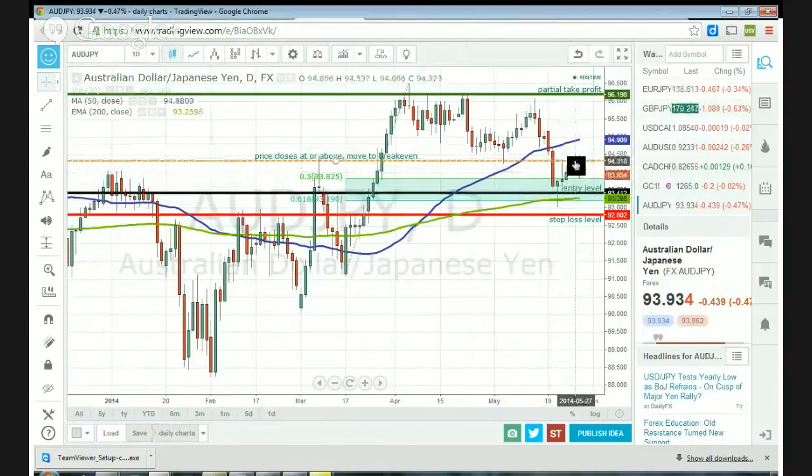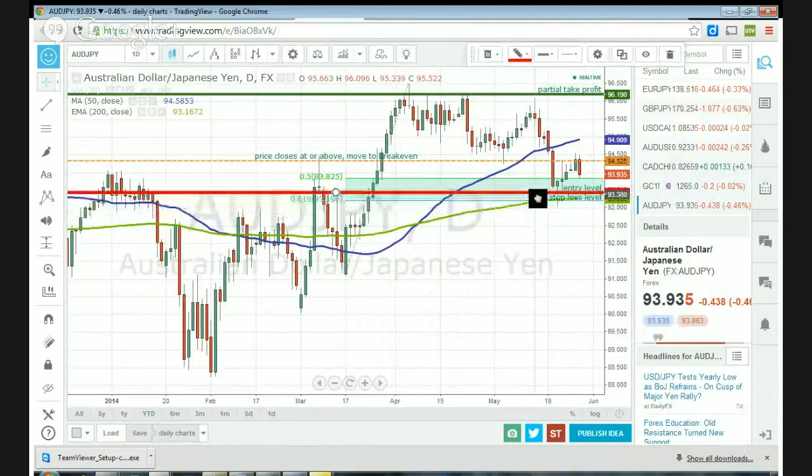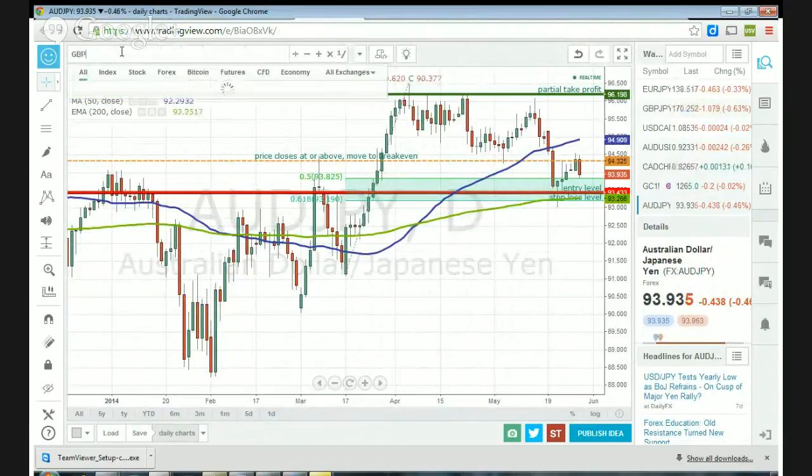However, you'll notice it did close at or above this orange line, just barely closing above it, which is the resistance level that I watched and moved my position to break even. So this is another position that I've moved to break even. And from now, it's just a matter of waiting. Pound yen.